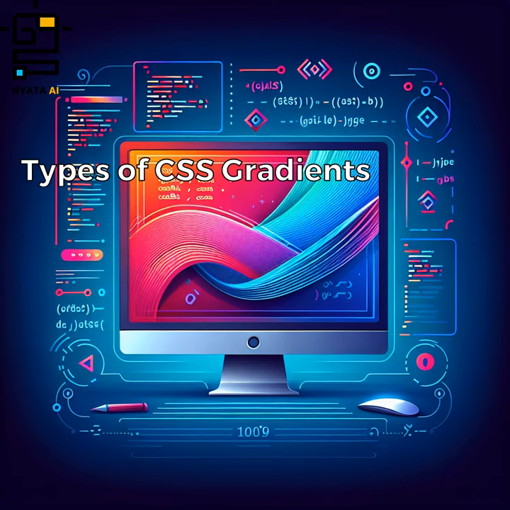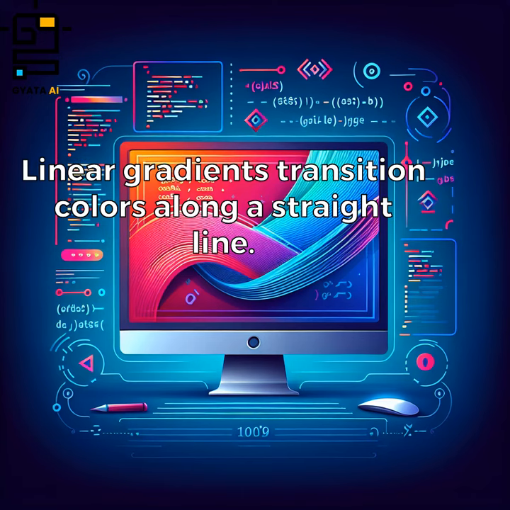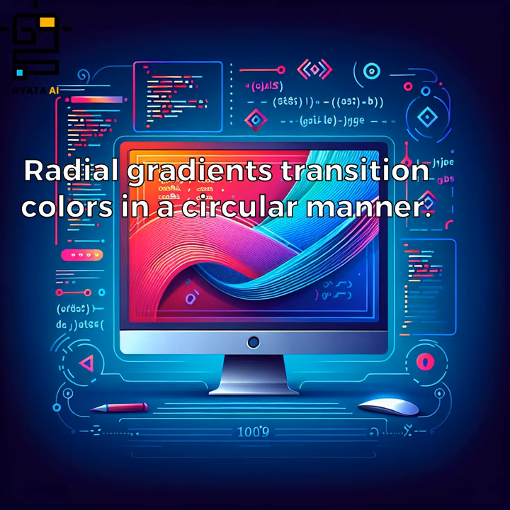Types of CSS gradients: linear gradients transition colors along a straight line. Radial gradients transition colors in a circular manner.